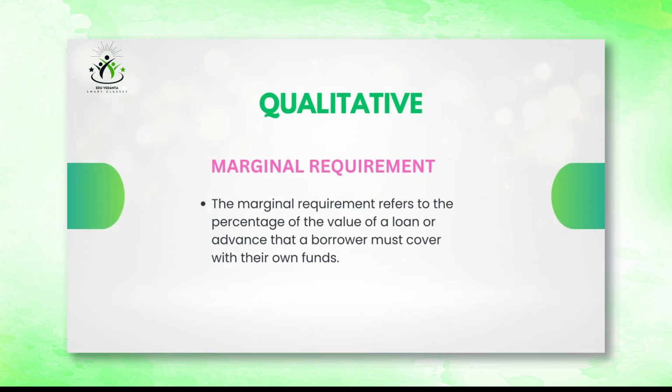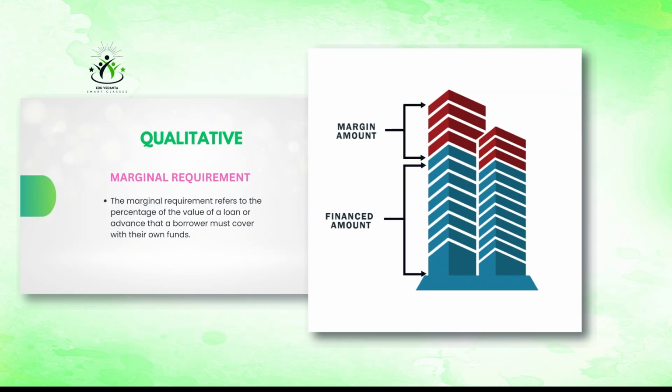The marginal requirement is the percentage of the loan value that borrowers must finance themselves. For instance, if the RBI sets a 25% margin on loans for stocks, banks can only lend 75% of the stock value, preventing overleveraging. In simple terms, it can be called the loan down payment.